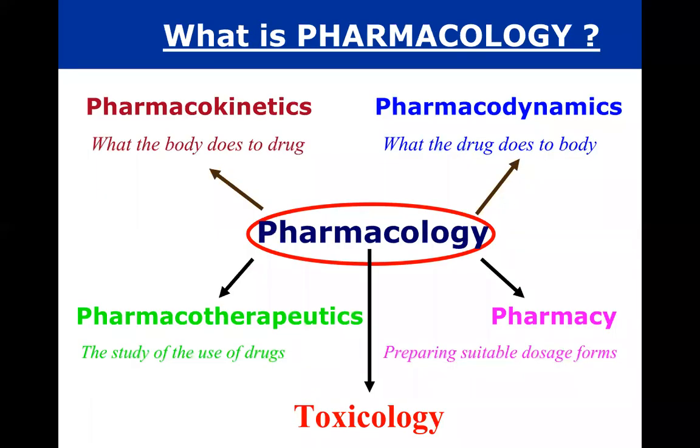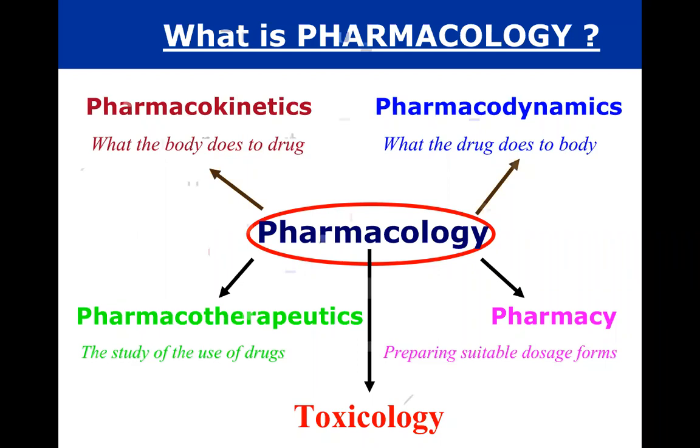Pharmacology can be subdivided into several sciences and aspects. Pharmacokinetics means what the body does to the drug, and pharmacodynamics means what the drug does to the body. Pharmacotherapeutics is the study of the use of drugs, and pharmacy is where suitable dosage forms are prepared. And there is also the study of toxicology, which deals with the toxic effects of all medication.